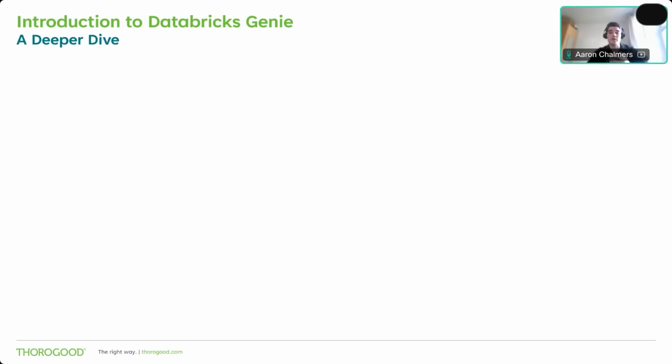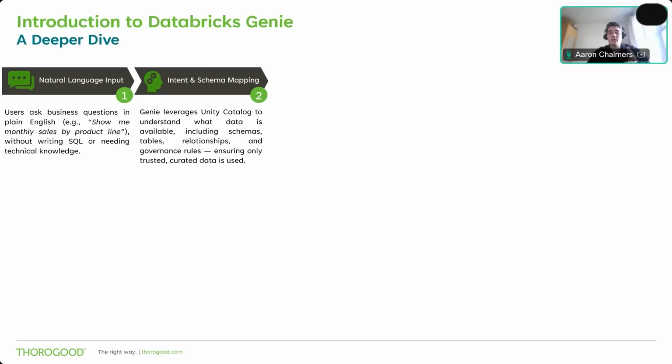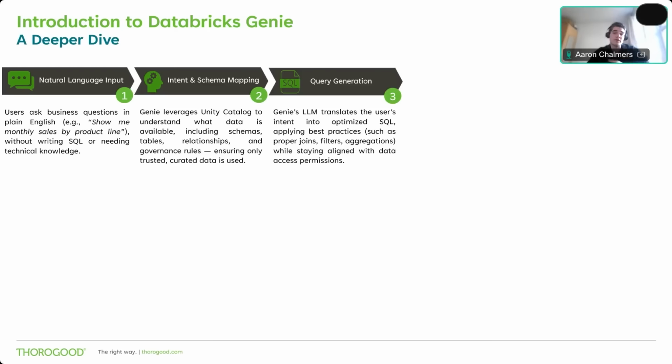Taking a bit of a deeper dive into the technology, we're going to walk through a quick flow diagram of how Genie works. Firstly, business users ask questions in plain English with no need for code, such as, show me monthly sales by product line. Genie then leverages Unity Catalog to understand what data is available, including schemas, tables, relationships, and governance rules, before then translating the user's intent into an optimized SQL query, applying best practices such as proper filters, joins, aggregations, while staying aligned with data access permissions.